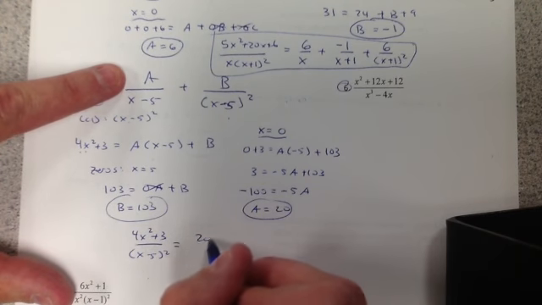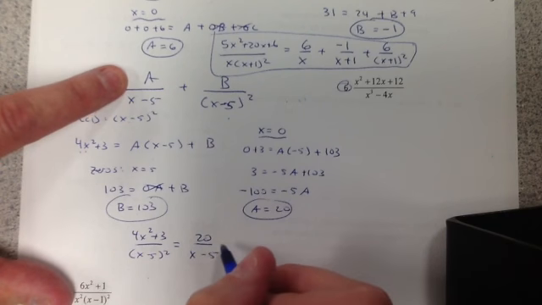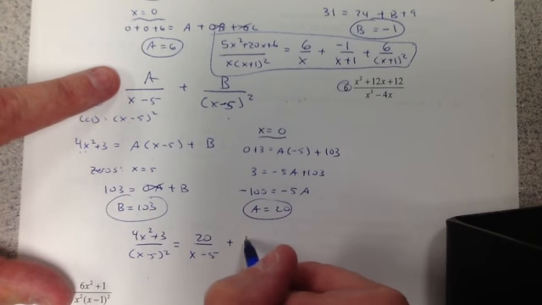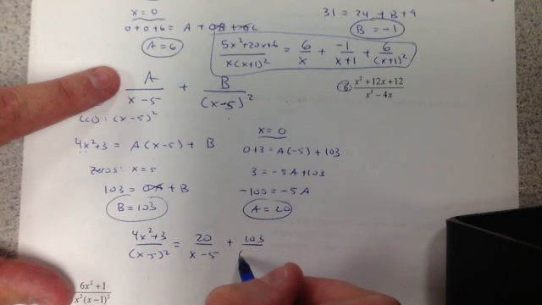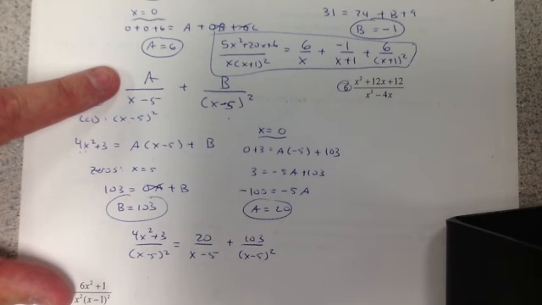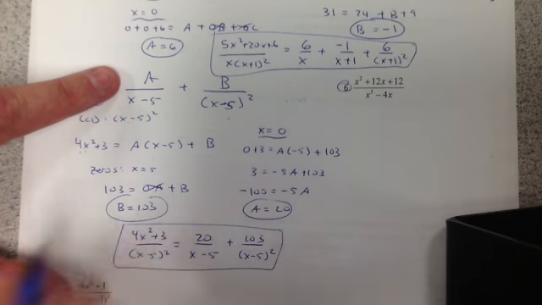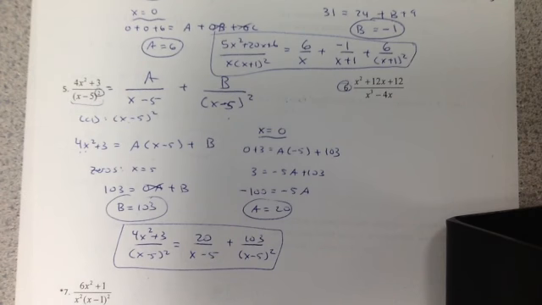So I can decompose this: a, 20 over x minus 5, plus b, which we know is 103 over x minus 5 squared. Ta-da! And there's our decomposition. Look, we're decomposing.